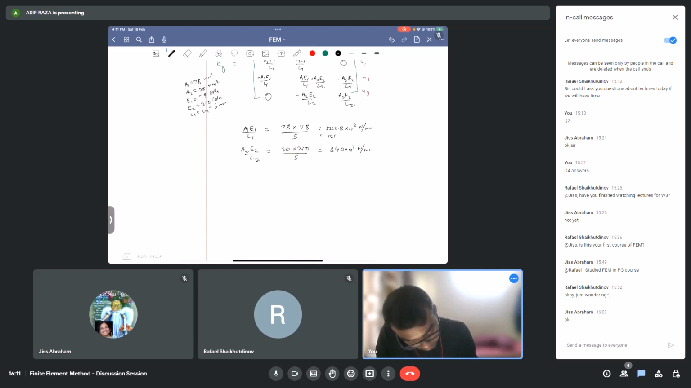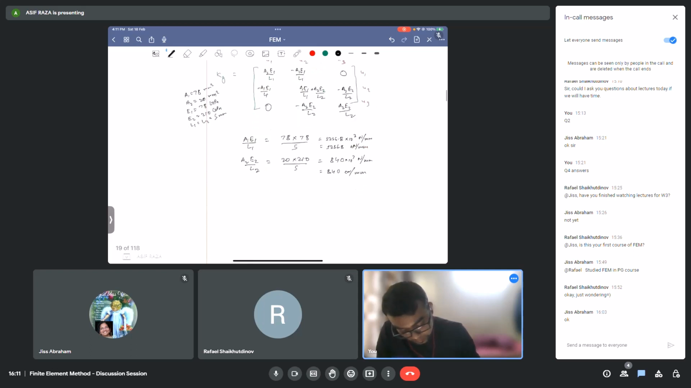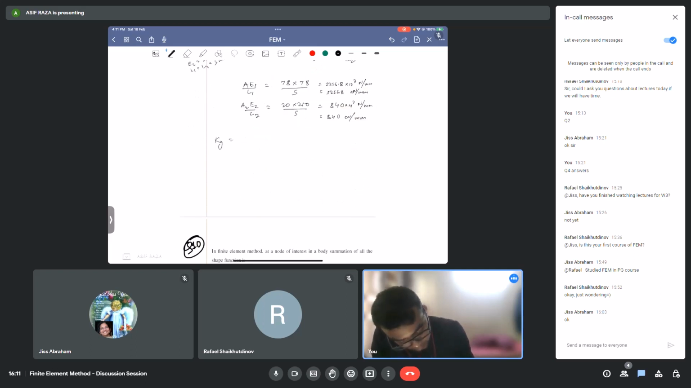Or we can just write it as 840 kilonewton per mm. So Kg will be equal to 1216.8, minus 1216.8, minus 1216.8. This will be equal to 2056.8 minus 840, minus 840, plus 840, 0.